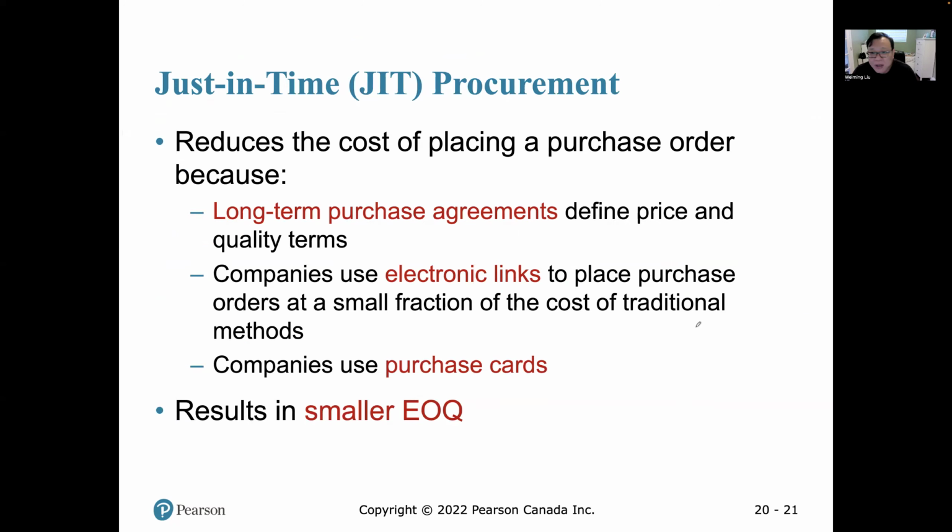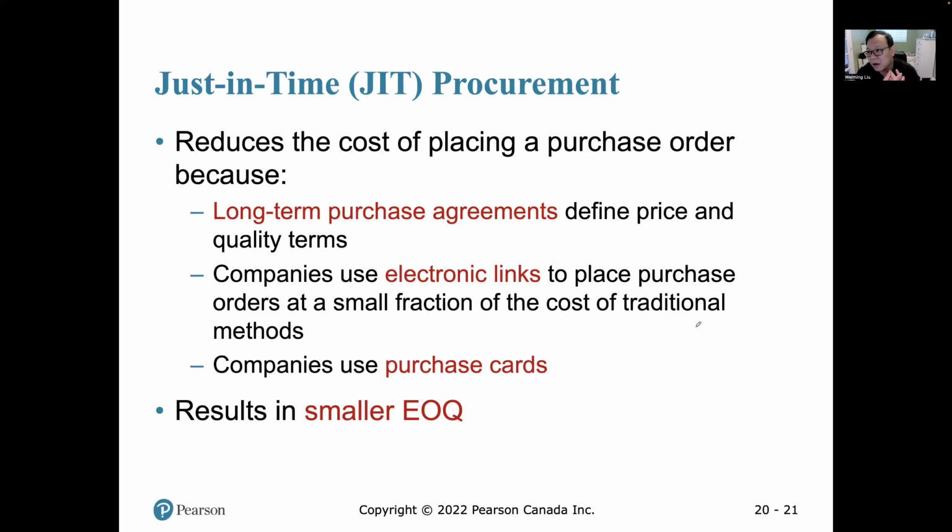So just-in-time procurement, right? Just in time, it tells you that they are trying to have a very low inventory level, okay? So they reduce the cost of placing a purchase order. How can they reduce the cost of placing a purchase order? They have a long-term purchase agreement. So in that agreement, they will define the price and the quantity, right? Terms. And the companies will use electronic links to place purchase orders at a small fraction of the cost of the traditional method. Okay.